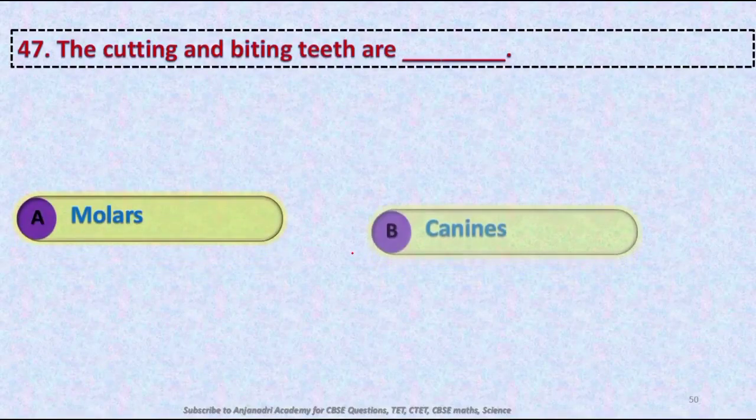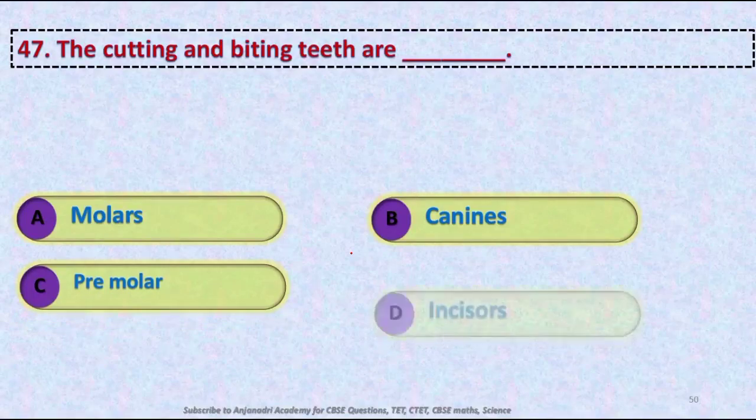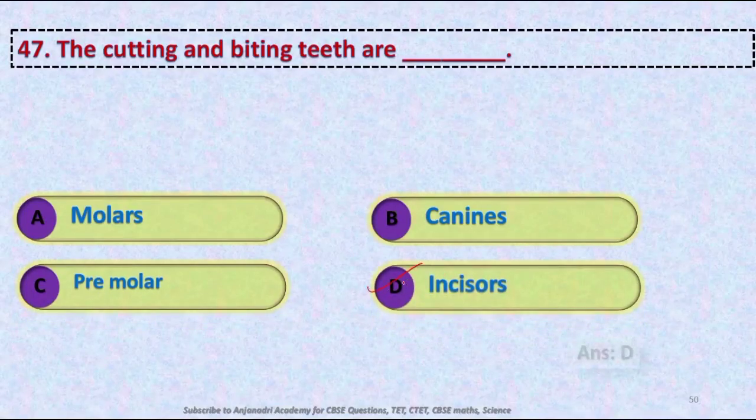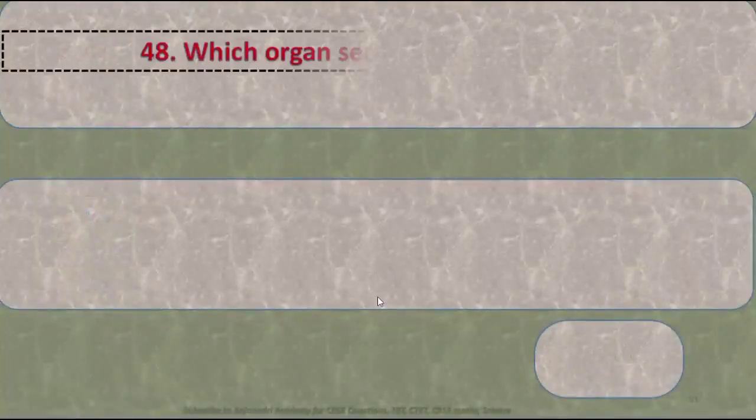Here is the next question. The cutting and biting teeth are molars, canines, premolar, incisor. Option D is the correct answer. Incisors teeth are used for cutting and biting the food.